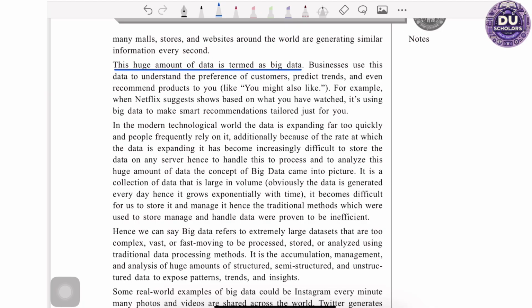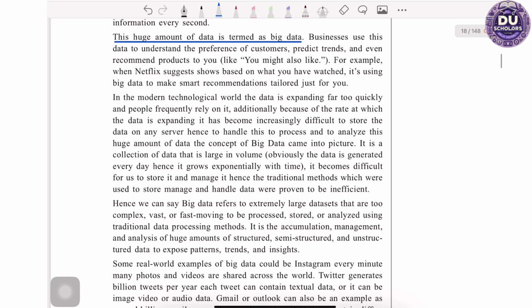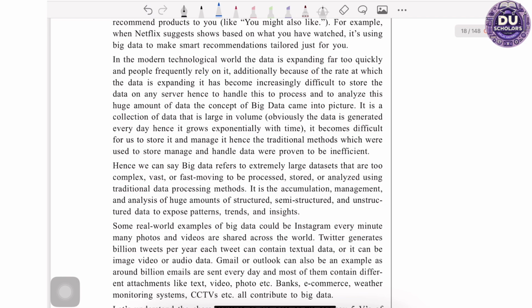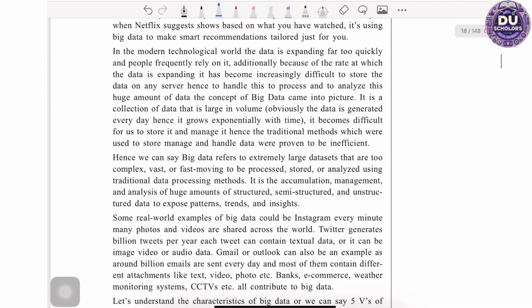In the modern technological world, data is expanding far too quickly and people frequently rely on it. Additionally, because of the rate at which this data is expanding, it is becoming increasingly difficult to store it on any server. Hence, to handle these processes and analyze such a huge amount of data, the concept of big data came into the picture, right? Since the amount of data collected is quite large, the handling, storage, and analysis is where business analysts and data analysts come into play. This concept is very useful for businesses and huge companies, right?